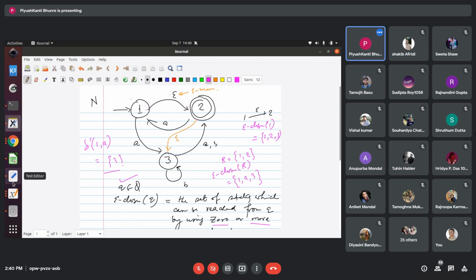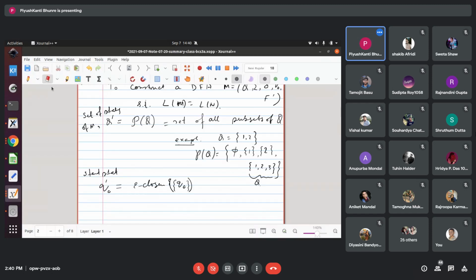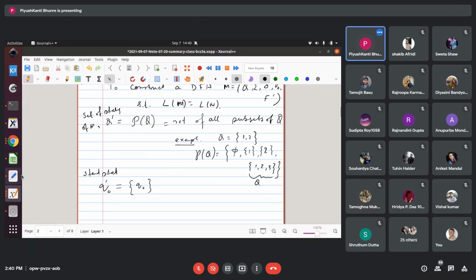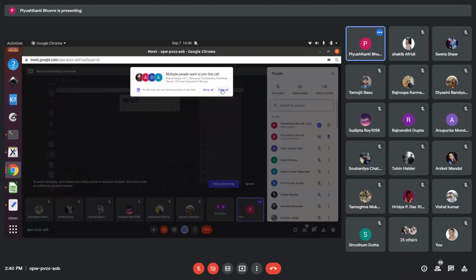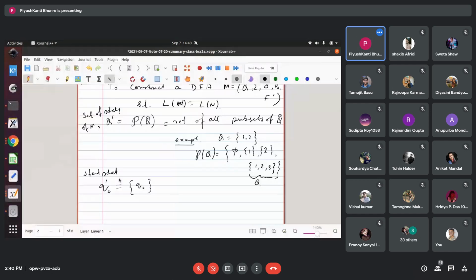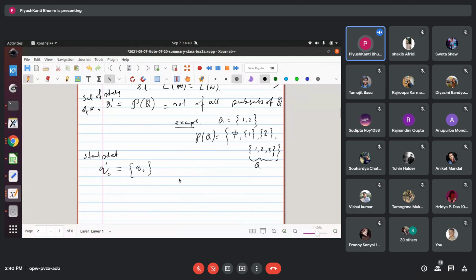Suppose at the very beginning I don't take the epsilon closure, we just take a very simple case, where we simply assume that the start state is the set {q0}. I will come to the case when epsilon moves are there, so we'll do that later. Okay, so this is the start state.